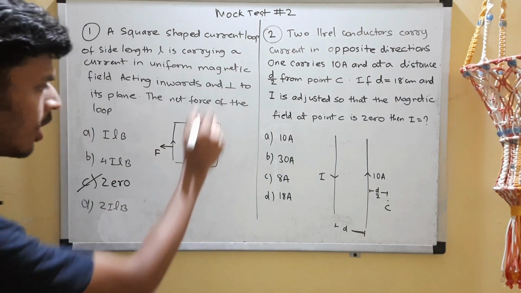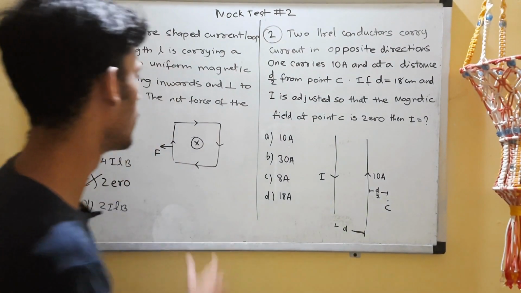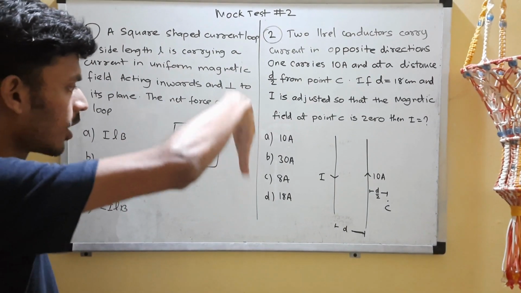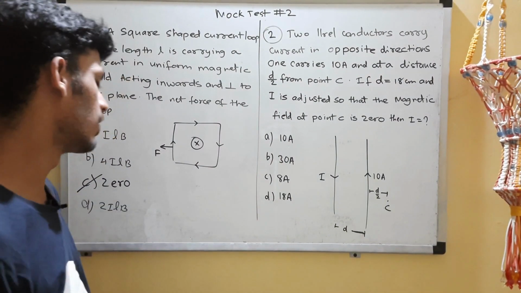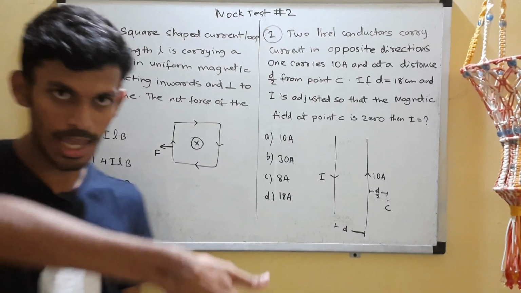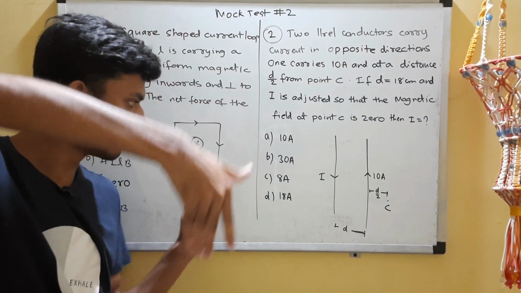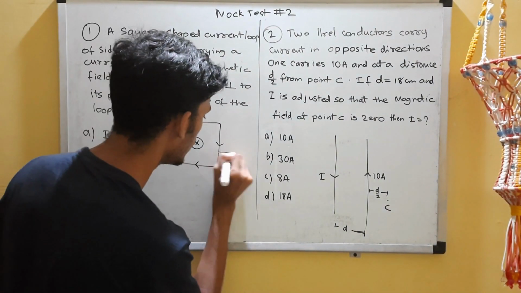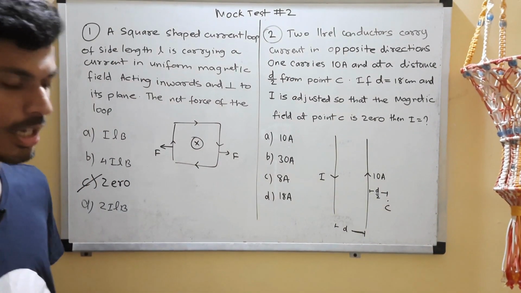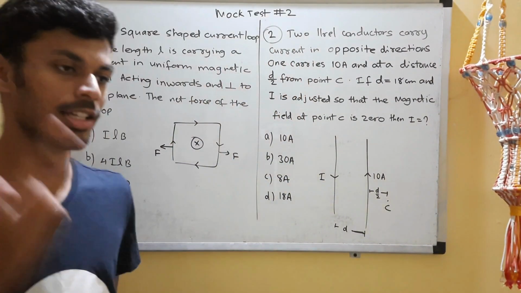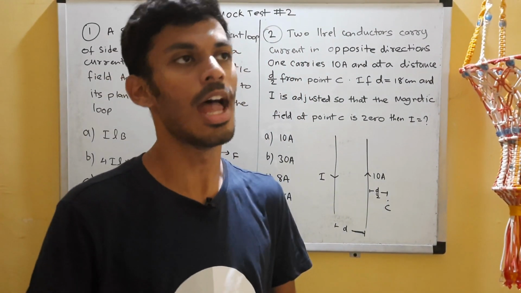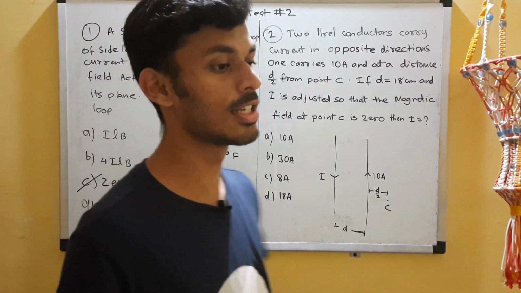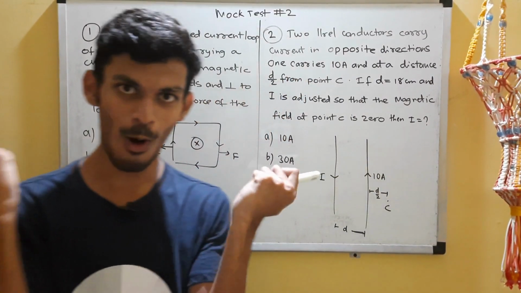Now let's see on that side, L cross B. L is along the current vector again and B is inward. So again the force is outward. If you see, these two forces are equal: force equals ILB, I is the same for both, L is the same for both, it's a square, and B, the magnetic field, is uniform. So magnitude wise these forces are the same, but they are acting in two opposite directions.